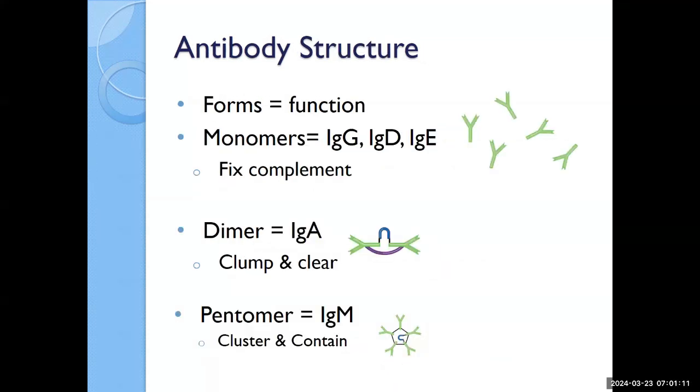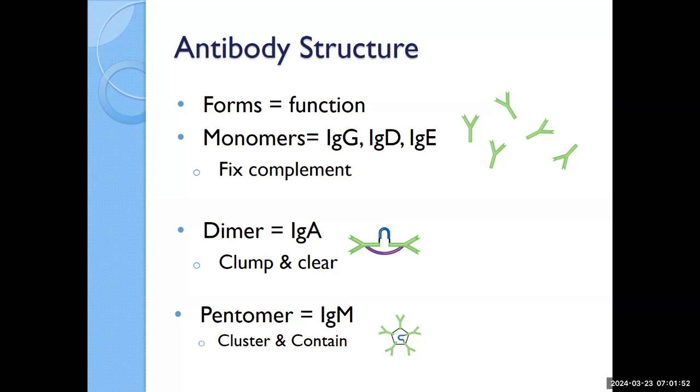Antibodies come in different forms, and as we discussed before, form dictates function. So antibodies G, D, and E, also known as immunoglobulins G, D, and E, are monomer units. They function by themselves as individual units. And as a lone wolf, they're most useful at fixing complement, triggering that cascade of 40 proteins.